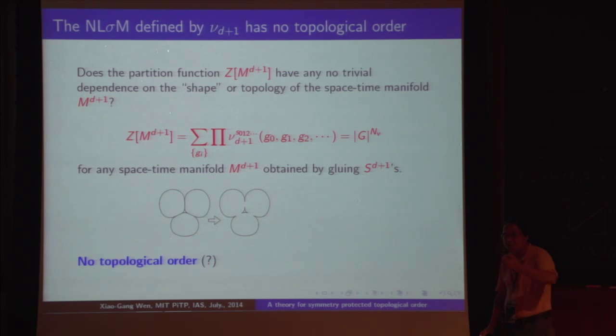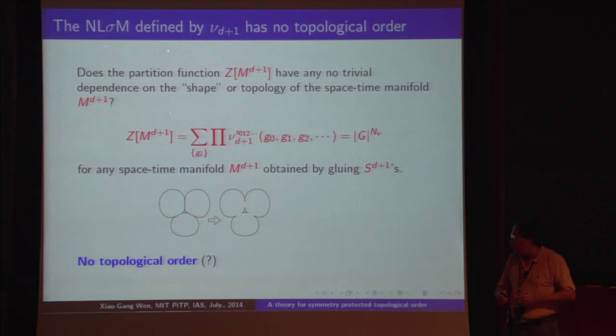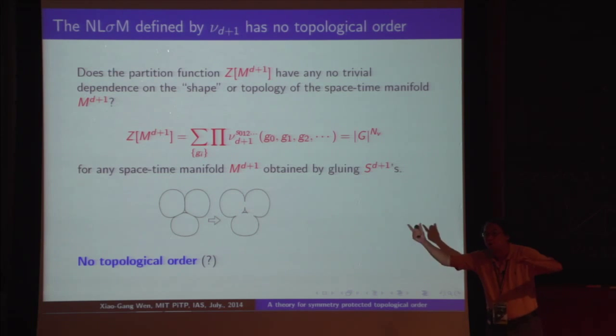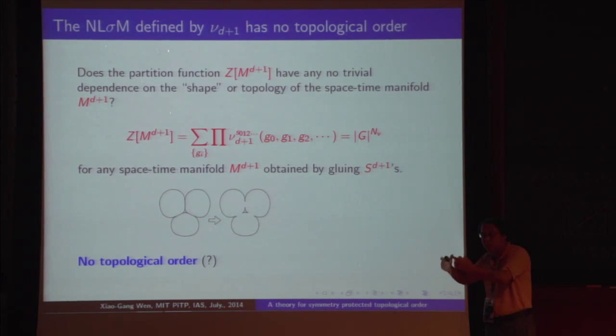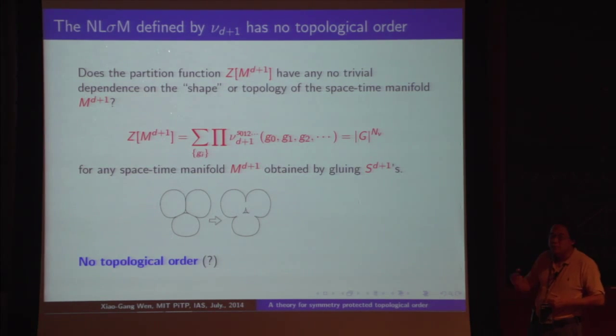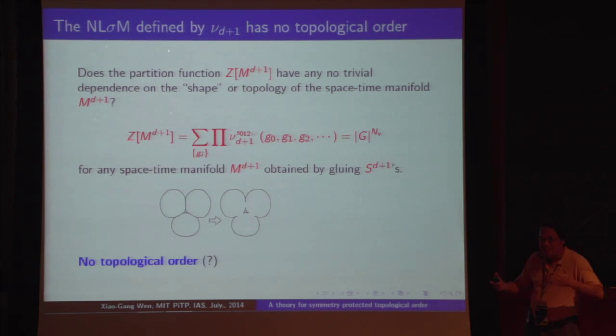So that's the argument. Yes? So this is just equivalent to saying that there is no ground state degeneracy? Yes, that's a very good point. If you choose space-time to be a spatial manifold M times S1, then this partition function, after quotienting out the volume term, is exactly equal to the ground state degeneracy. So this implies that the ground state degeneracy on any closed spatial manifold is equal to one. But more than that, even when space-time is not M times S1, it's also equal to one. So it's a little stronger.